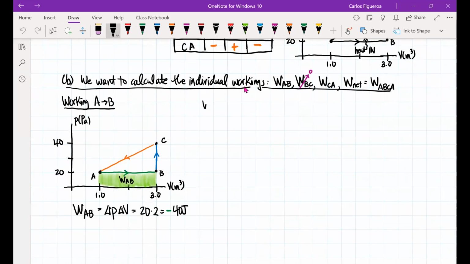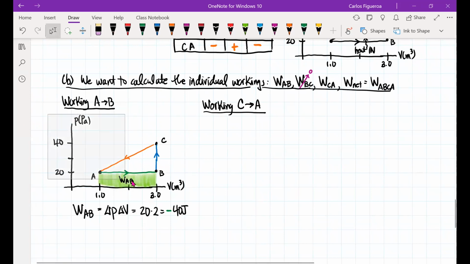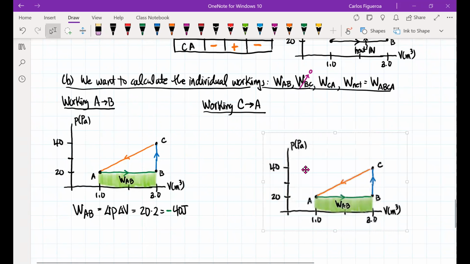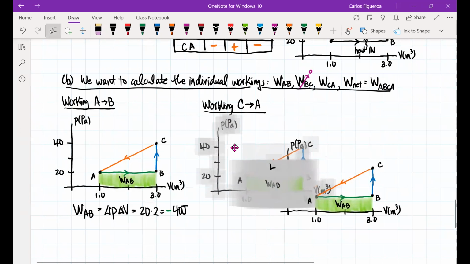So now let's look at the working from C to A. I'm going to grab this again, and I'm just going to copy and paste it right here. So now let's look at this work here.